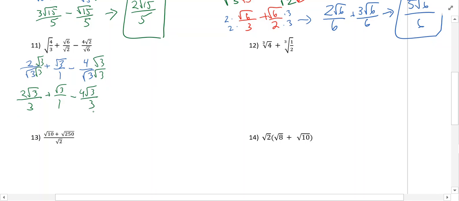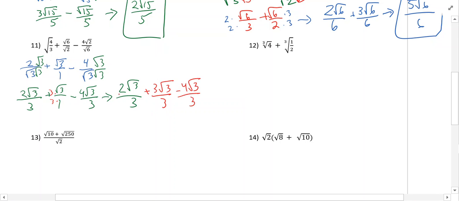Again, the rules of adding or subtracting fractions: the common denominator. So the common denominator is going to be 3. The first term already has 3 in the denominator, so I'm just going to rewrite it. The middle term, I'd have to multiply 3 to the top and to the bottom. So I'm going to get plus 3 rad 3 over 3. And the last term, I didn't have to do anything because it already had 3 in the bottom.